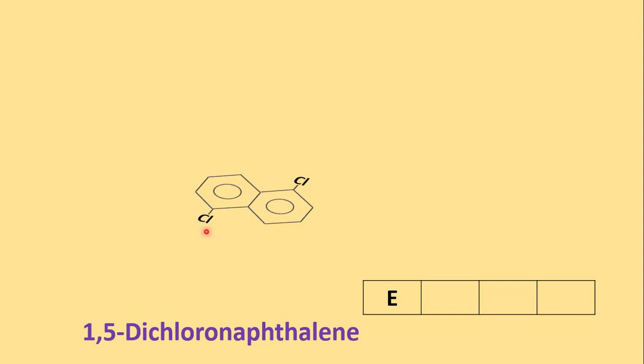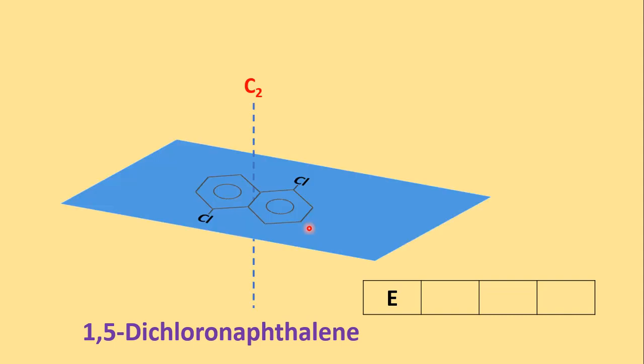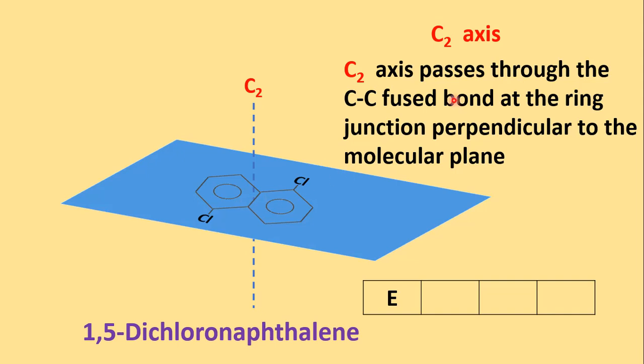Next we come to 1,5-dichloronaphthalene. The C2 axis passes through the fused bond, the bond that fuses the two rings. The C2 axis passes through the carbon-carbon fused bond at the ring junction, the junction of the two rings, and it is perpendicular to the molecular plane.